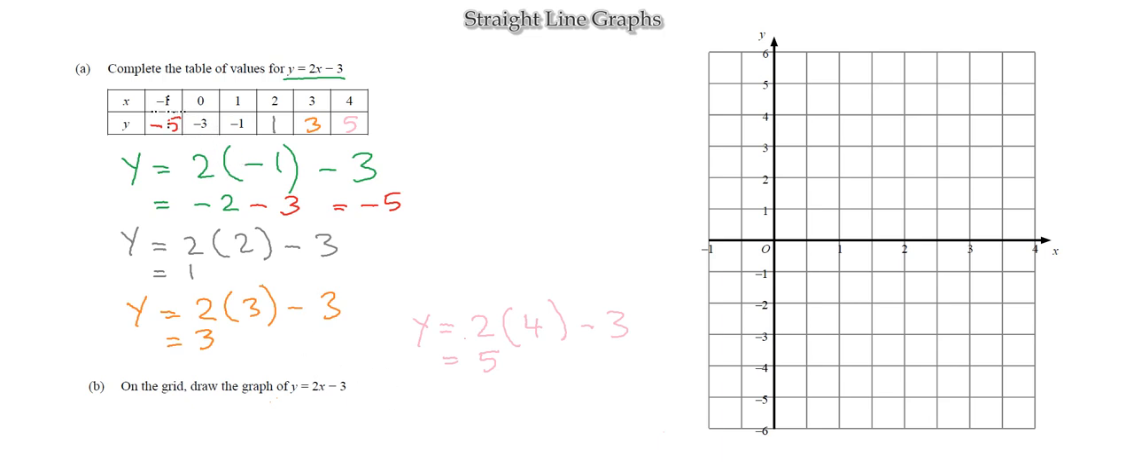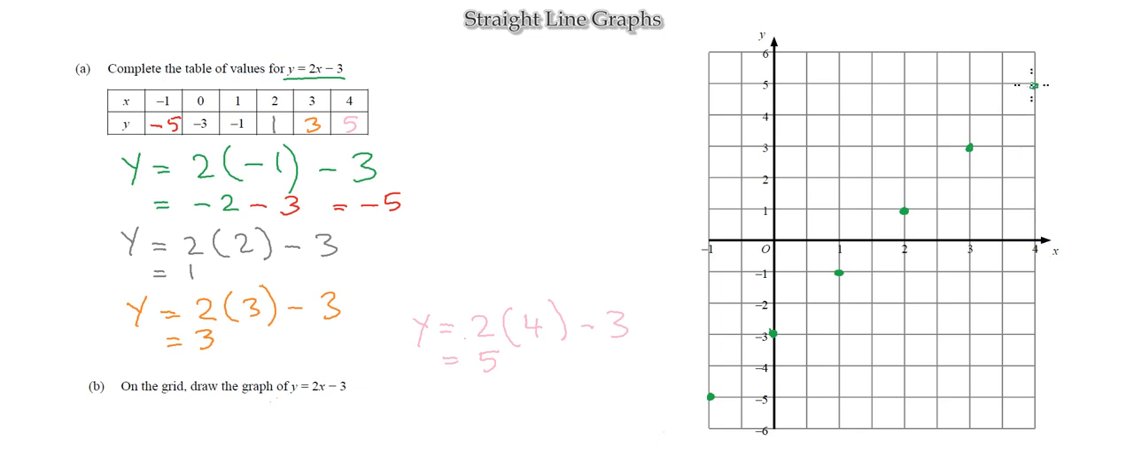So we just look back to our table. We're looking at x values from minus 1 to 4. And we just plot it. It's as straightforward as that. So, first one, minus 1 and minus 5. Do that. Next one, 0 and minus 3. 1 and minus 1. 2 and 1. And we have 3 and 3. And lastly, 4 and 5.